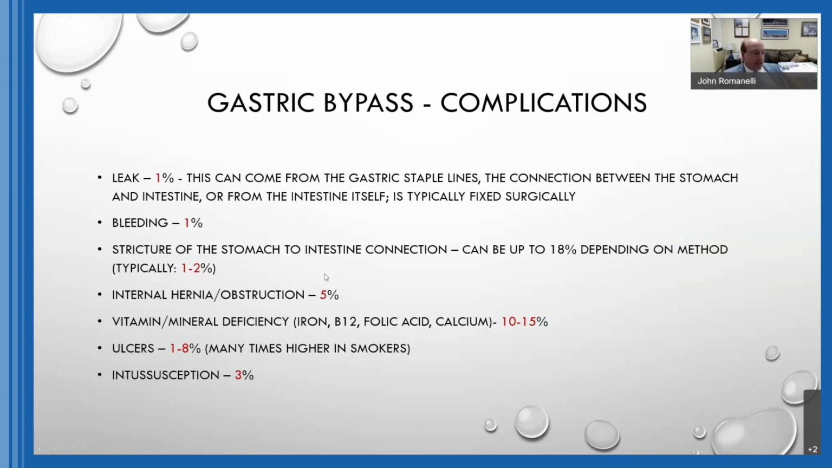Internal hernias that can cause bowel obstruction can happen up to 5% of the time, and that requires another operation. Vitamin and mineral deficiencies, mostly iron, but rarely vitamin B12, folic acid, or calcium, up to 10 to 15% of the time. Ulcers can happen 1 to 8% of the time, and that's like 30 times higher in smokers. So it's rare to see in non-smokers, common in smokers. Intussusception, which is kind of a complex problem, but think of it as a loop of intestine telescoping itself into another loop of the intestine.